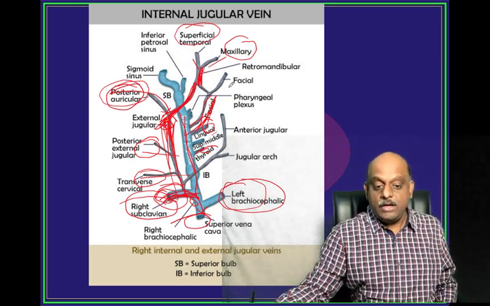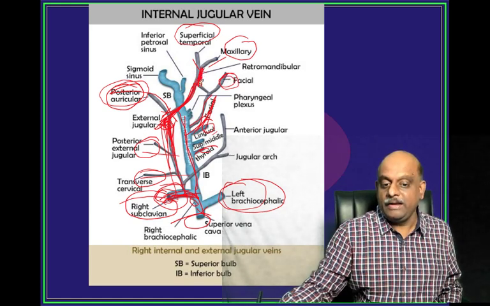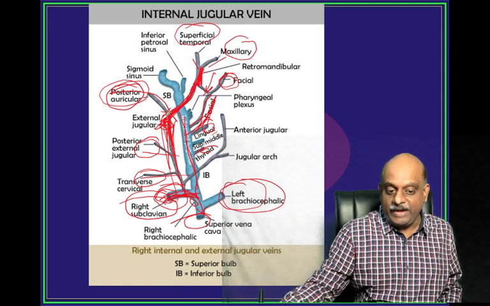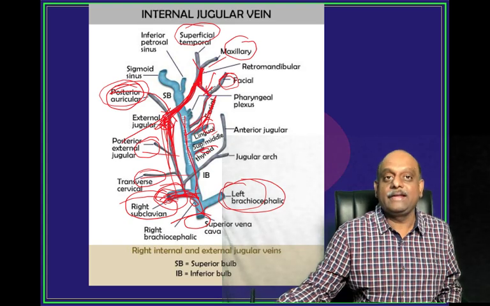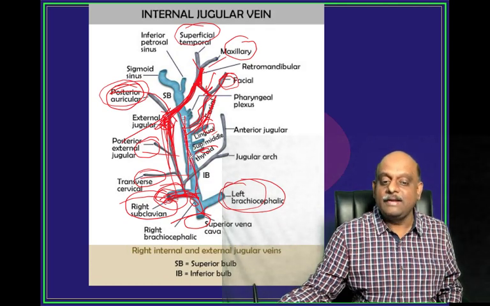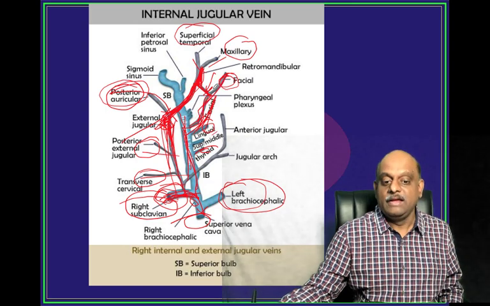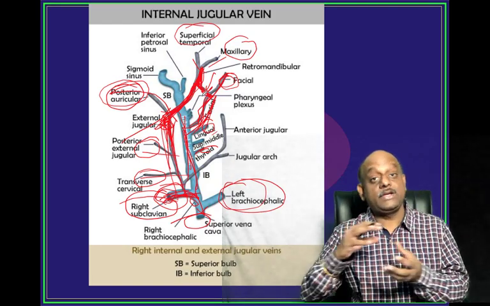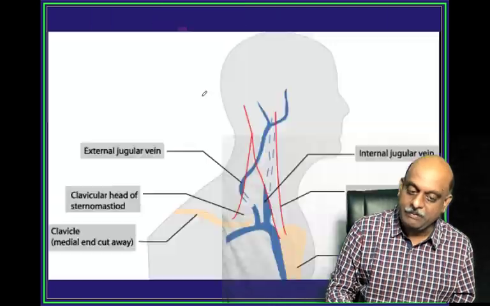Now, this facial vein has got a link with the retromandibular vein. So the retromandibular vein is draining into the external jugular and also into the facial, and the facial is draining into the internal jugular. That's how the retromandibular vein and the facial vein both act as a bridge between the external jugular and the internal jugular, is what you have to ultimately remember.